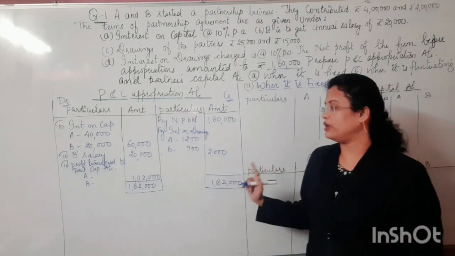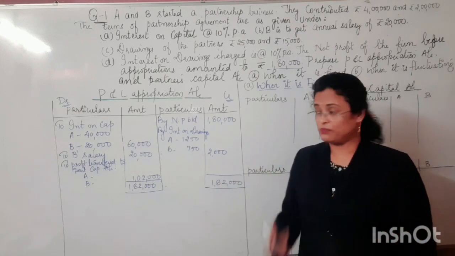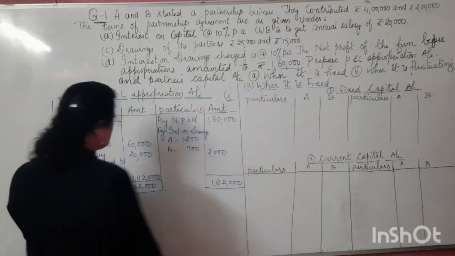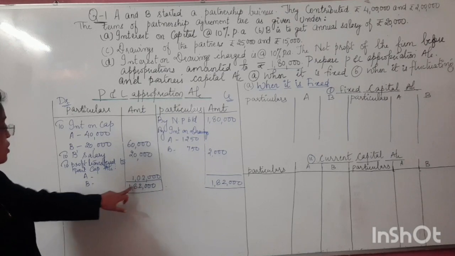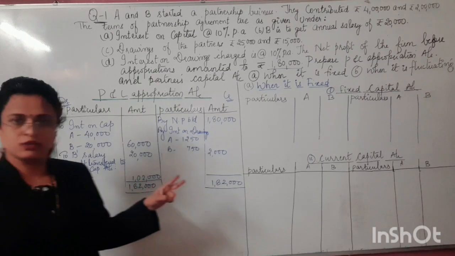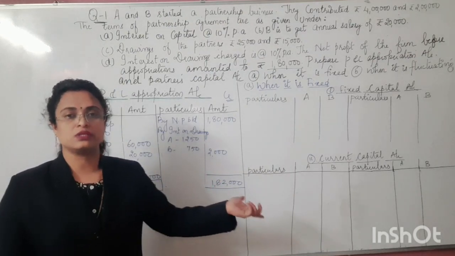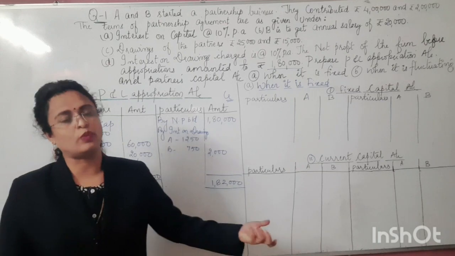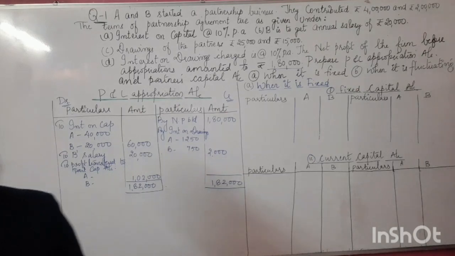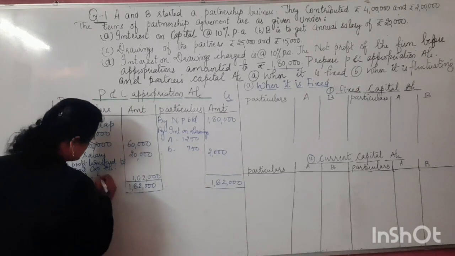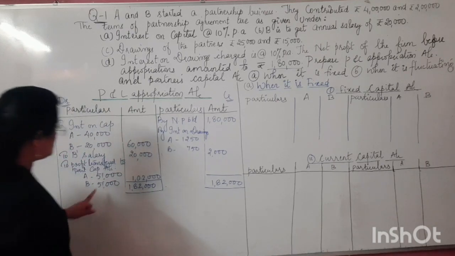There is nothing mentioned in the question regarding any profit sharing ratio, so we will assume it, because it's an understood concept as per the Indian Partnership Act 1932 that profits are to be distributed equally. So for 1,02,000 with two partners, the ratio is 1:1. We take 1,02,000 into 1/2 for A and 1,02,000 into 1/2 for B. It is the same, so 1,02,000 divided by 2 gives us 51,000 each.